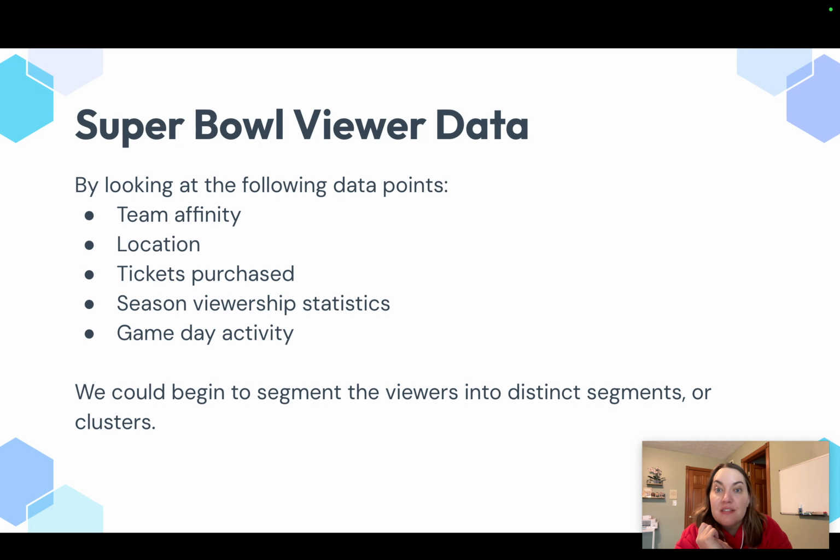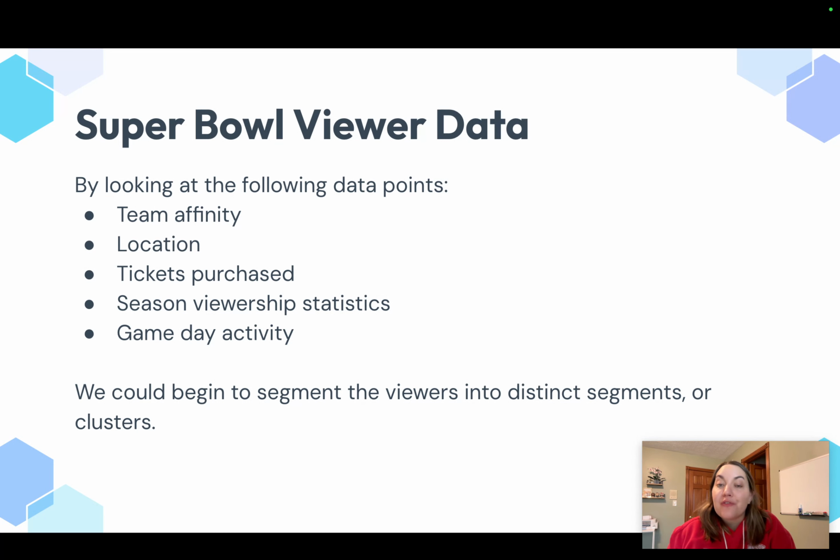Your location today and where you normally live, tickets purchased. So have you purchased any NFL tickets this year, previous years? Did you go to a game? Season viewership statistics. So did you watch any games this year? And if so, did you only watch your team? Did you watch other teams? Do you watch every single football game possible? Do you have it on in the background? Do you not watch football ever? That kind of depends. And then game day activity.